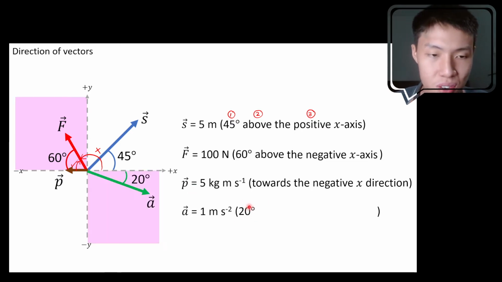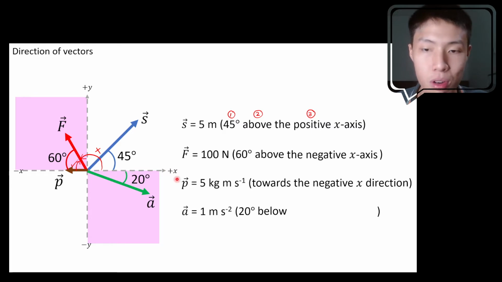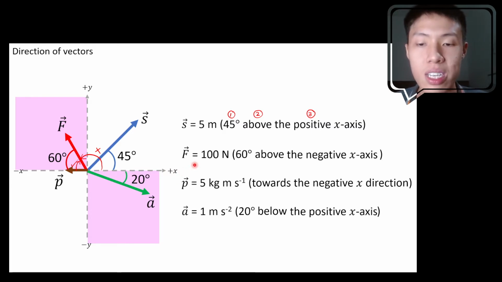So let's look at the region. Is this above or below? Below. Is this for the positive side or the negative side? Positive side. So now we have 20 degree below the positive x-axis. So that's it. That's how we determine the direction of vectors.